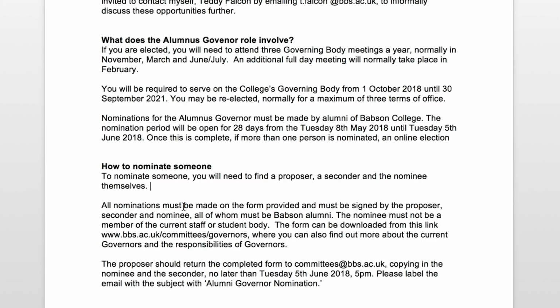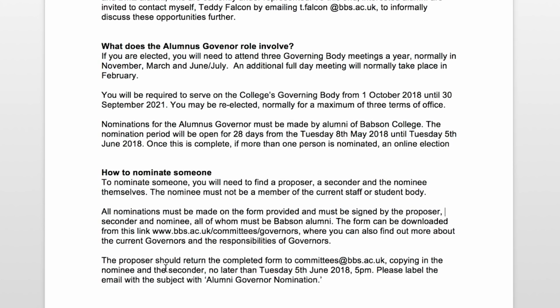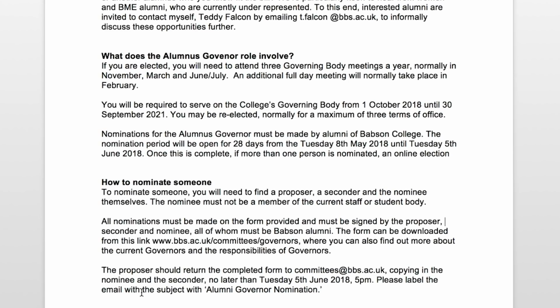I think this is important. The nominee must not be a member of the current staff or student body. Right, so that business about BME staff was definitely confusing and contradictory. I suspect it began life in a different email. All nominations must be made on the form provided. I don't recall getting a form with this email, but maybe I did. All nominations must be made on the form provided and must be signed by the proposer, seconder, and nominee. Right. So again, all nominations must be made on... This is very passive, doesn't talk directly to me. It's very things happening in the abstract rather than things that happen to me.